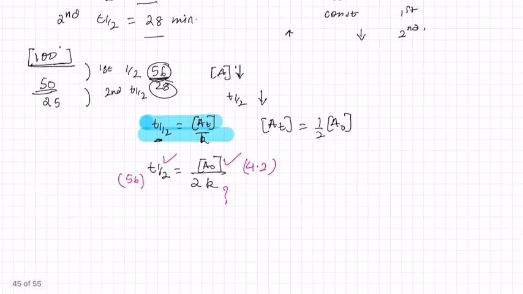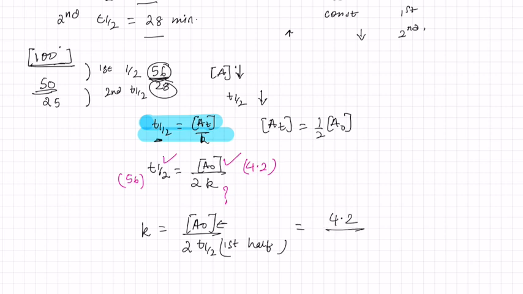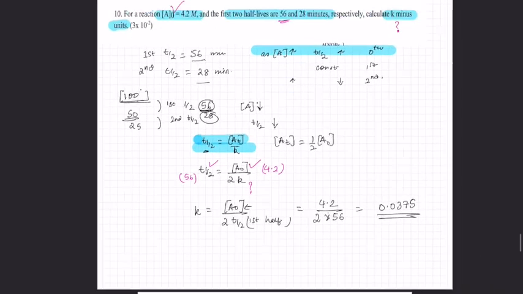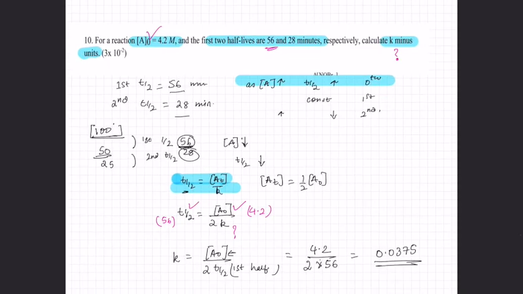So I would get K is, this is the first half-life if I'm using the initial concentration 4.2. If I wanted to use the second half-life, I will have to use half of 4.2. So this was 56 and that gives me, or I can write that in scientific notation, 3 times 10 to the minus 2. They did not want me to find the units in any case.